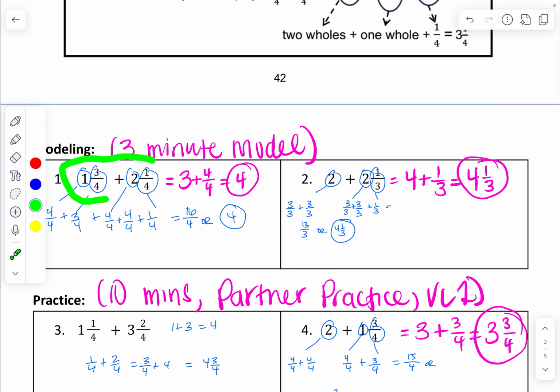1 3/4 plus 2 1/4. Again, add up those whole numbers. 1 plus 2 is 3. And then 3/4 plus 1/4 is 4/4. We know that 4/4 is just one whole. So 3 plus 1 gives us 4. And then modeling question 2, add up those wholes. 2 plus 2 is 4. And then 1/3. So we're going to add 4 plus 1/3, which just gives us 4 and 1/3.